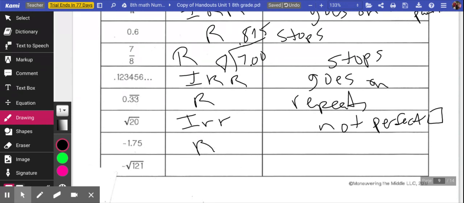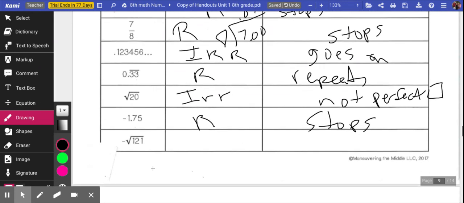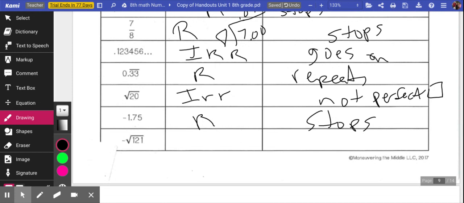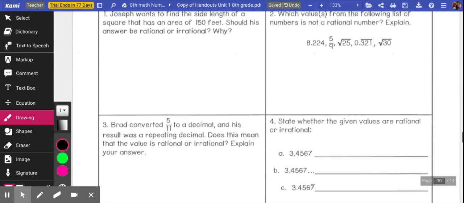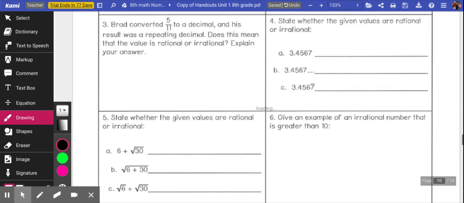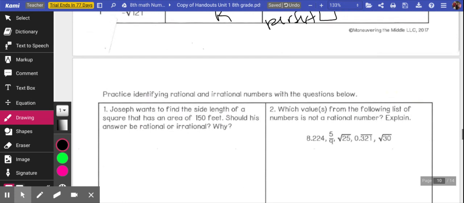-1.75, rational, because it stops. And this one is the opposite of the square root of 121, which we know is 11, so negative 11. So that would be rational because it's a perfect square root. Okay, so on the back, it has some questions. It's the same type of problems, just written with story problems. So I want you to stop and try to solve those and see what you get.